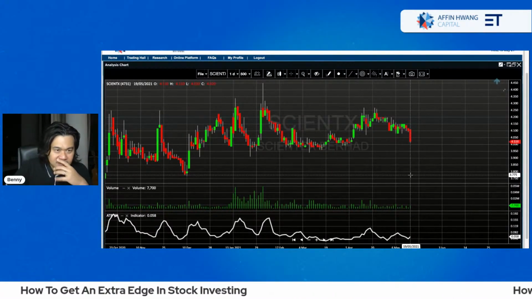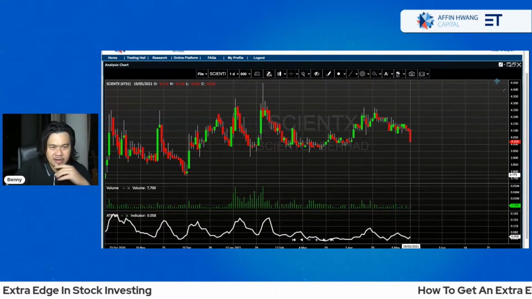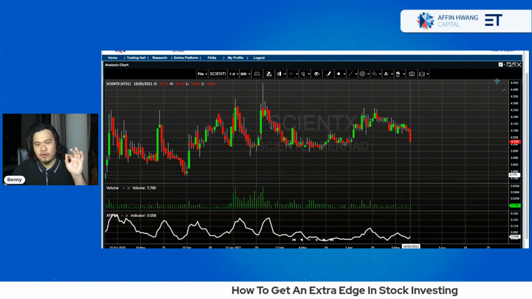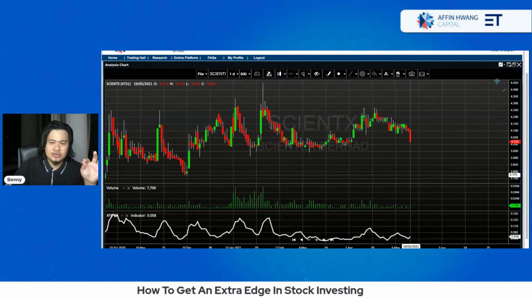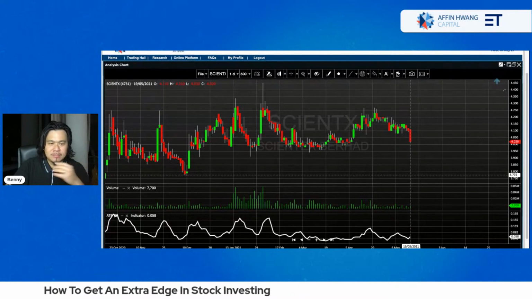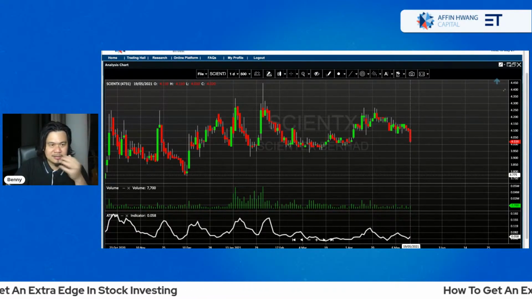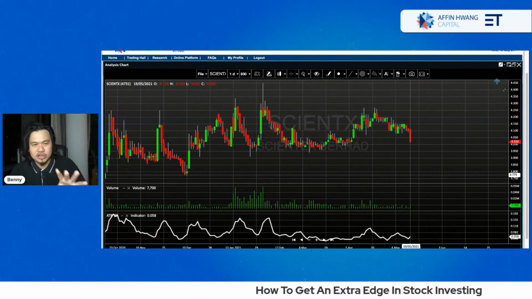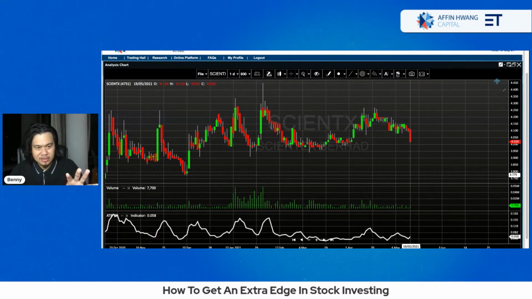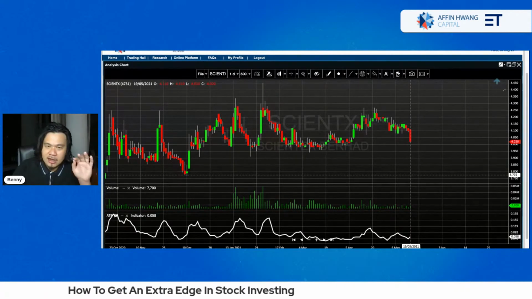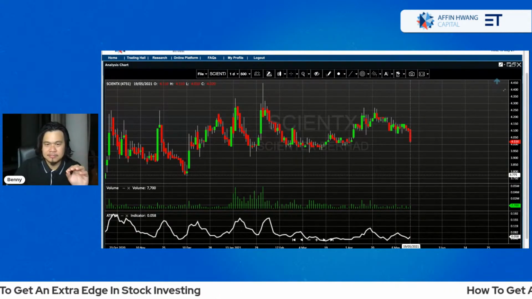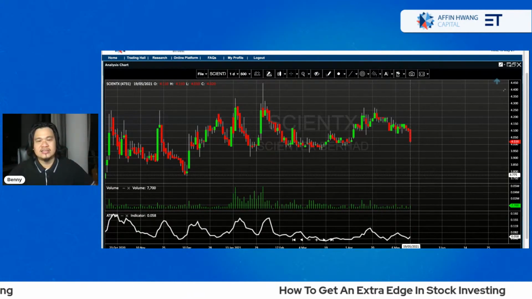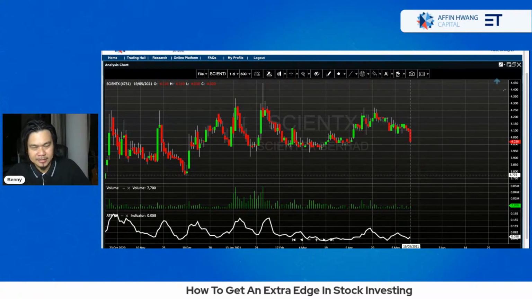The ATR calculation for this counter is 0.058, about 6 cents. The average range for this particular counter is about 6 cents. So you take 1.5 multiplied by 6 cents, you get 9 cents. That means if I'm going to buy the share and trading for the short term, my stop loss cannot be lower than 9 cents, because if I put anything lower than 9 cents, I'll get stopped out easily.